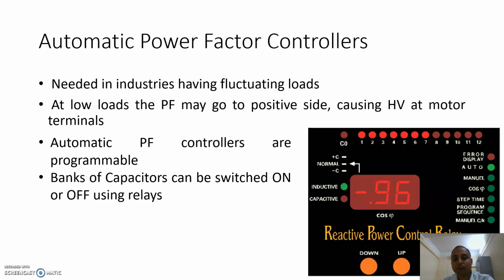Therefore, we must not go higher on either side in reactive power. Reactive power due to inductance should not be higher, and reactive power due to capacitance should not be higher. This balance between inductive and capacitive reactive power can be maintained by installing automatic power factor controllers, and these are programmable in nature. The automatic power factor controllers are programmable, and banks of capacitors can be switched on and off using relays when we use a controller circuit for automatic power factor control.